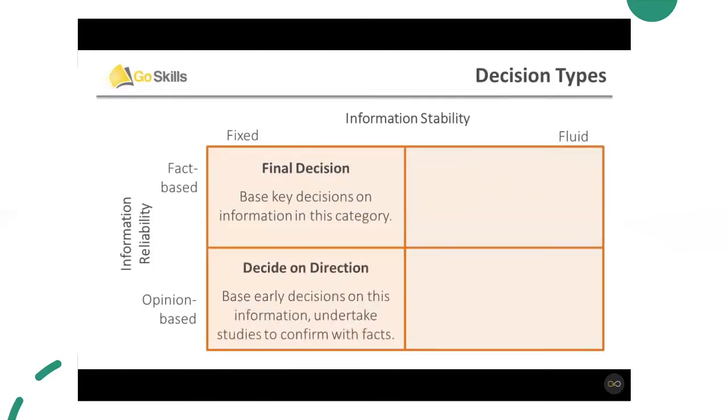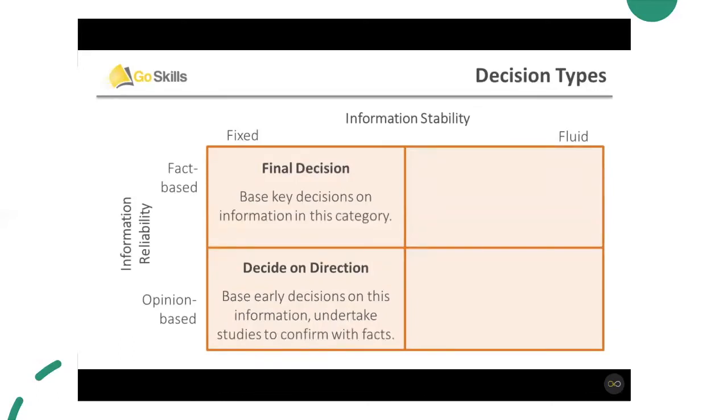In that case, we can decide on a direction. We can decide on what we think should be done. We should make that decision and then move quickly and efficiently on that path. However, at some point in time, we need to confirm that decision with actual facts.